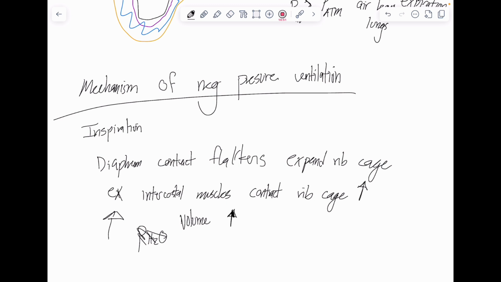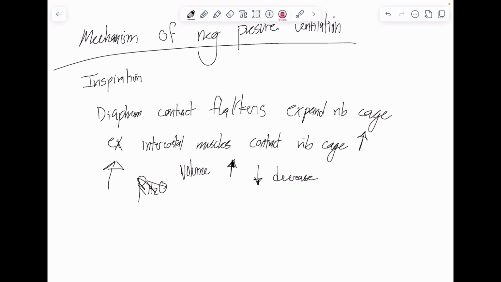So volume will increase, and then the pressure will decrease, and what we can call that is Laplace's law.